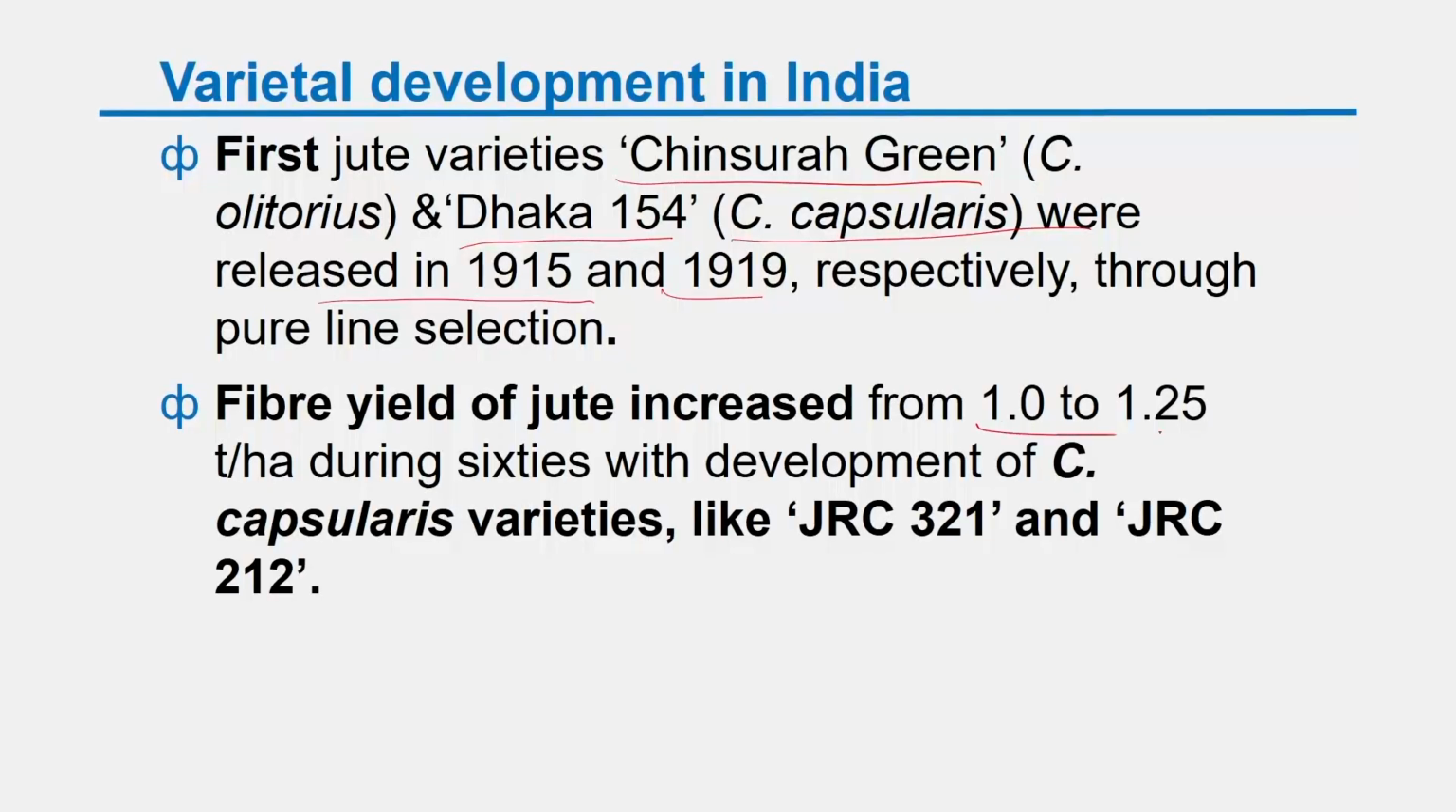So fiber yield of jute increased from 1 to 1.25 tons per hectare during the 60s with development of C. capsularis varieties like JRC 321 and JRC 212. So these had been very, very important and significant varieties in jute varietal development.